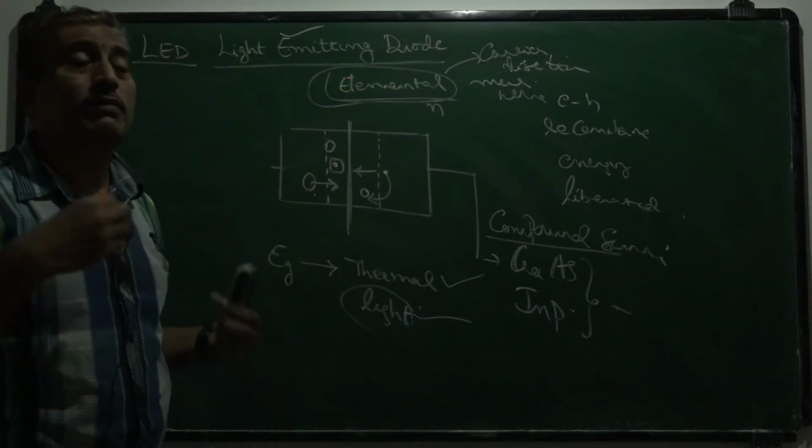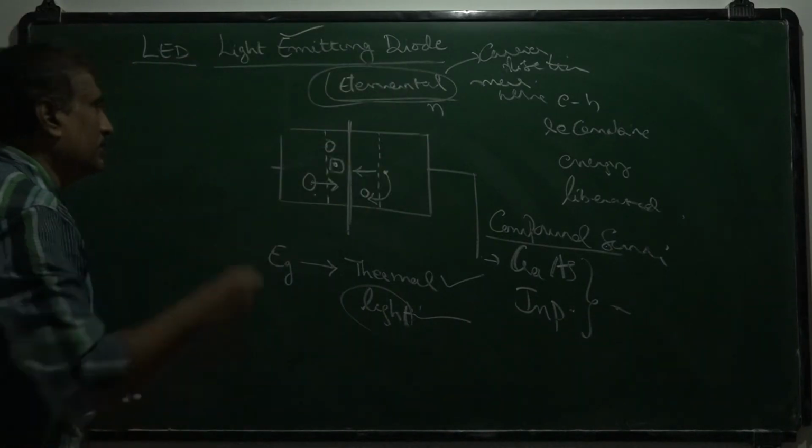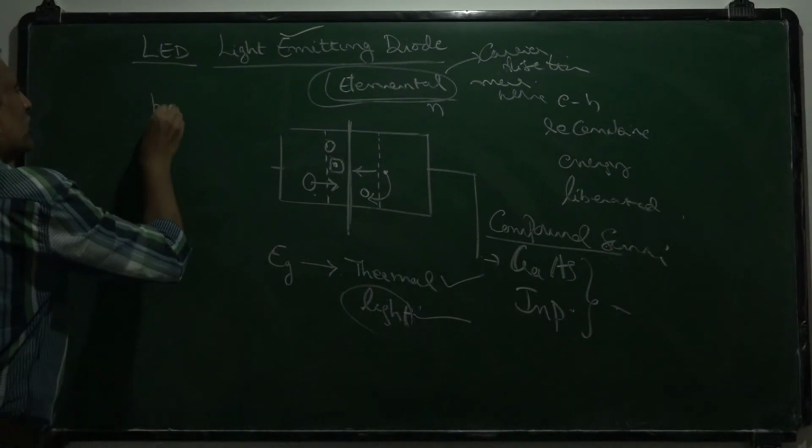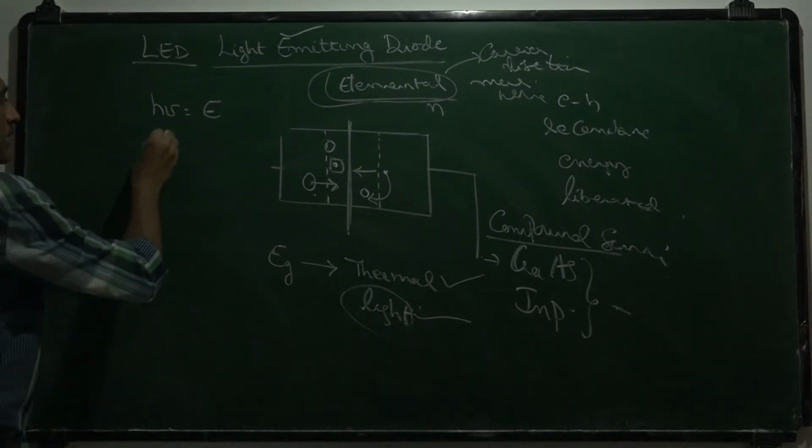Now, what about the color of the light? It gives an amount like this. As we know, h nu is equal to the energy given, that is hc by lambda.